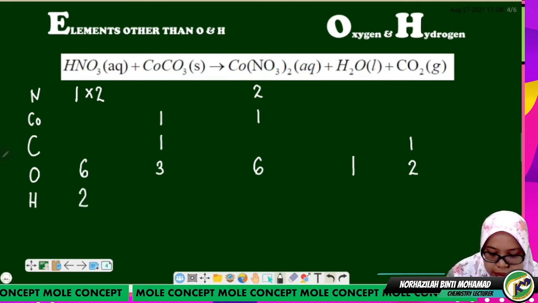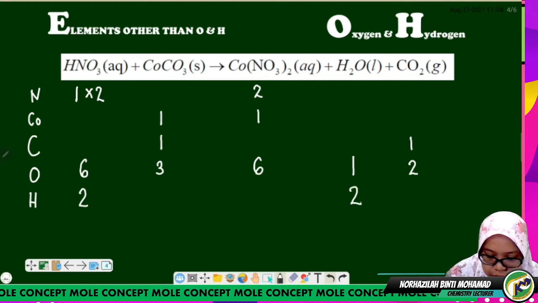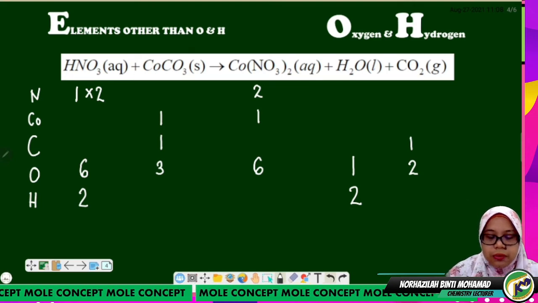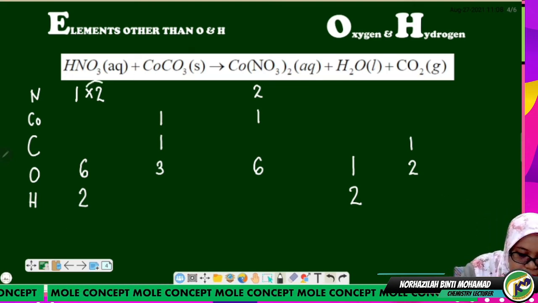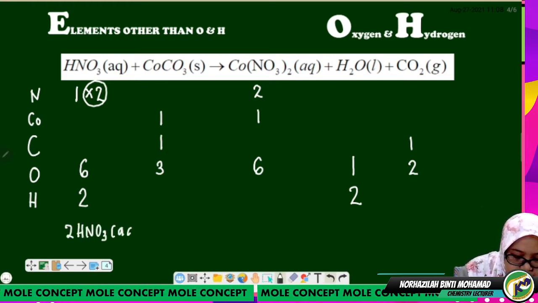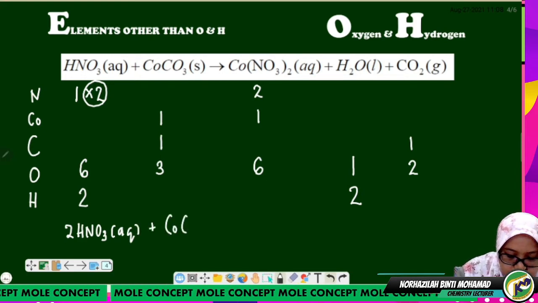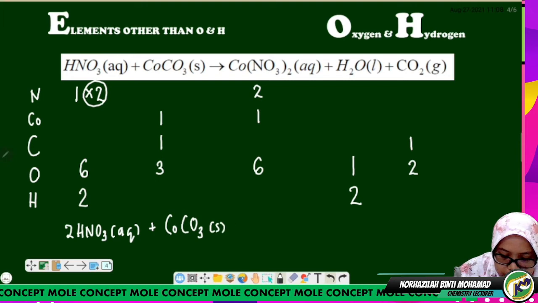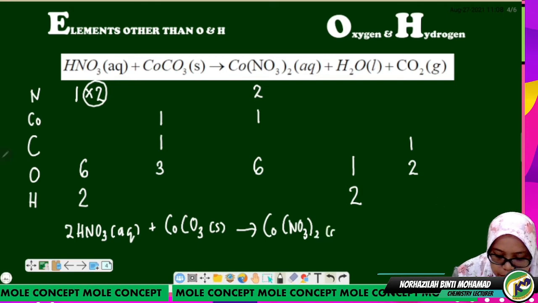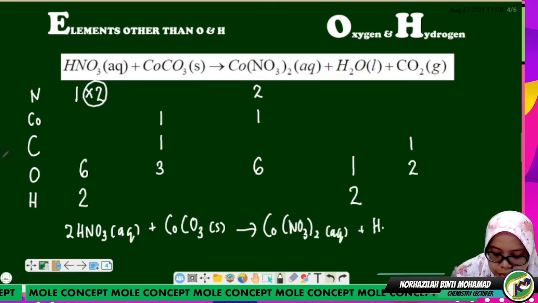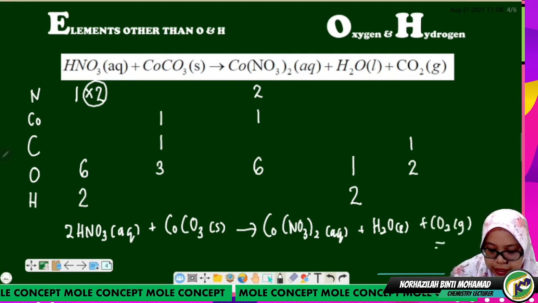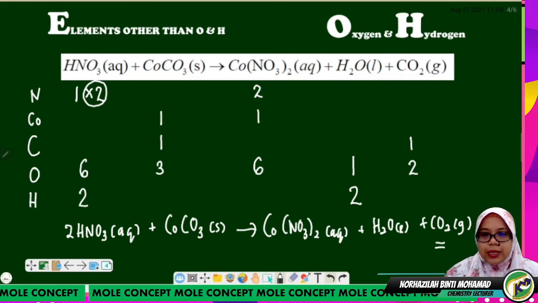Here there is no hydrogen. Okay, this one, H2O, we have 2 hydrogen. CO2 has no hydrogen. So that means the number of hydrogen has been balanced. So our equation will become, since this one has been multiplied by 2, we have 2 HNO3 plus CaCO3 solid produce Ca(NO3)2 aqueous plus H2O liquid plus CO2 gas. So this is your balanced equation.